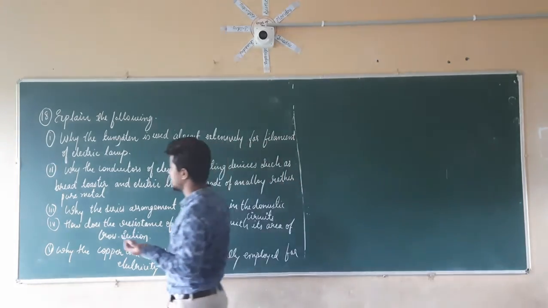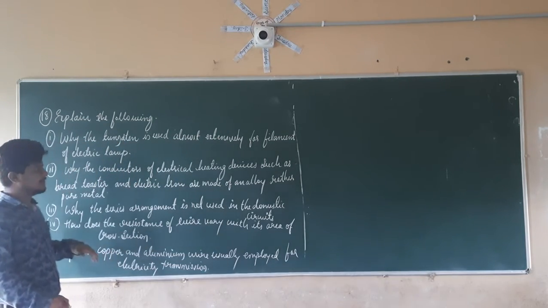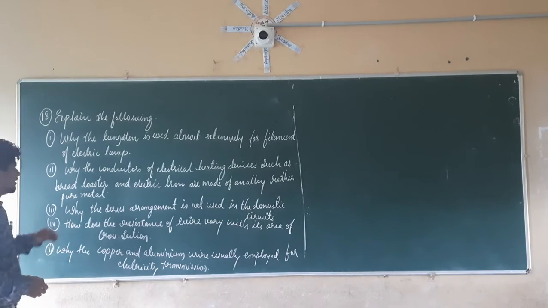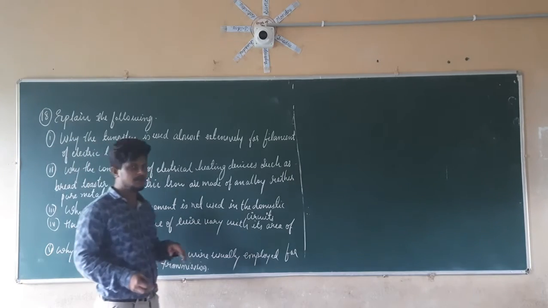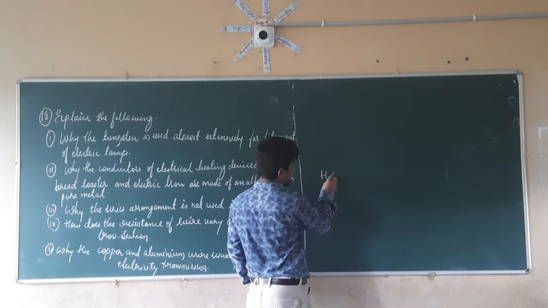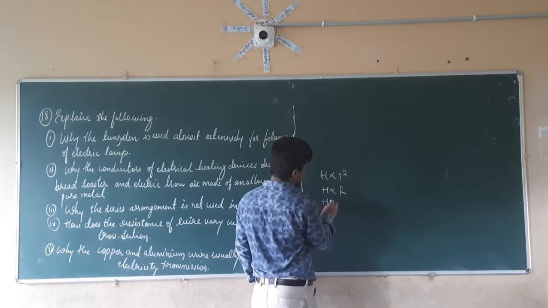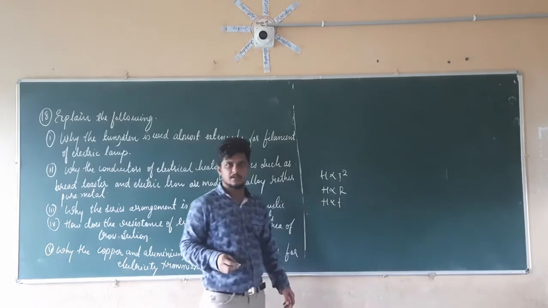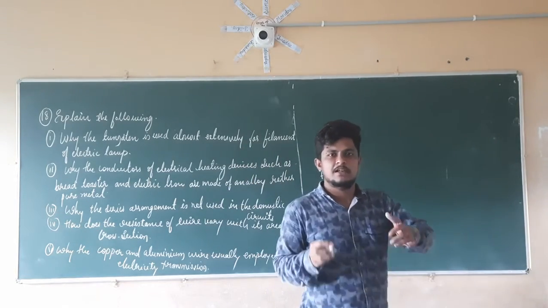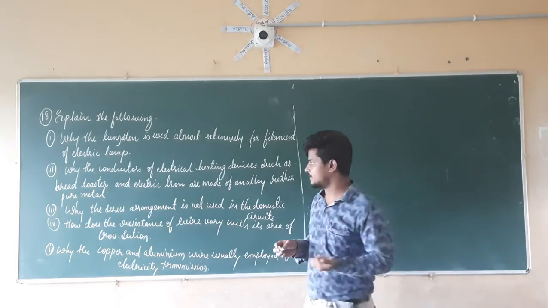Now let us consider the second question in the 18th question. Why are the conductors of electrical heating devices such as bread toaster and electric iron made of an alloy rather than a pure metal? See here, H is directly proportional to I square, H is directly proportional to R, and H is directly proportional to T. We know that all metals are good conductors of electricity, since their resistance will be less.